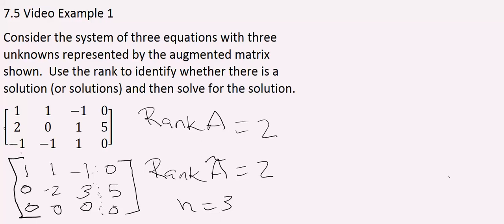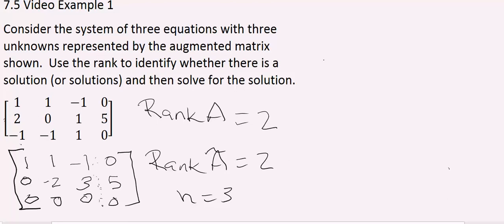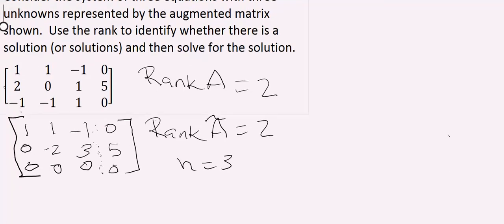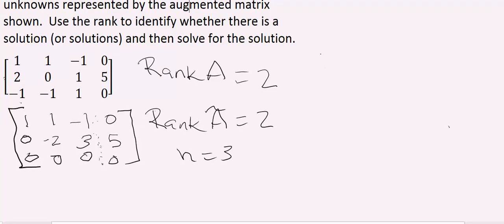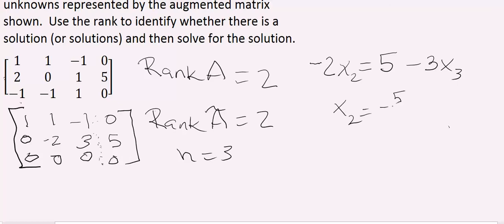So to find those infinite number of solutions, we're going to take the second row, and it tells us that minus 2 times x2 is equal to 5 minus 3 times x3. We'll divide both sides by minus 2, and we get x2 is equal to minus 5 halves plus 3 halves of x3.